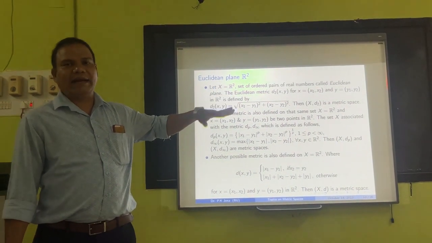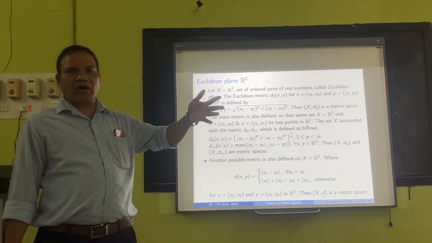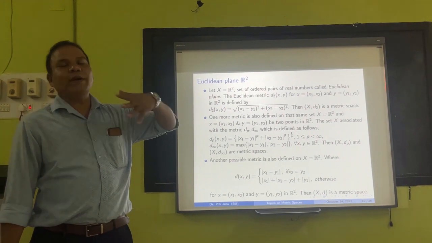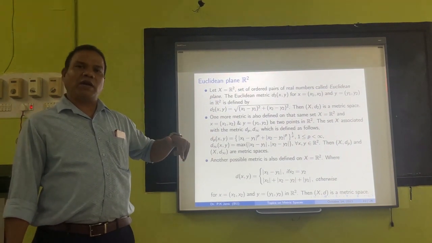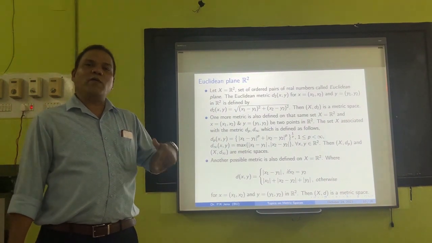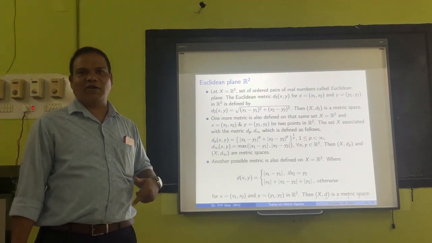Similarly, we will take Rn. We may consider C or C square, Cn. We may take any non-empty set. Slowly, gradually, we will consider different non-empty sets. We will see how we are equipping the metric on the non-empty set X.